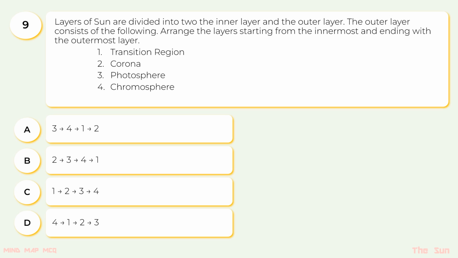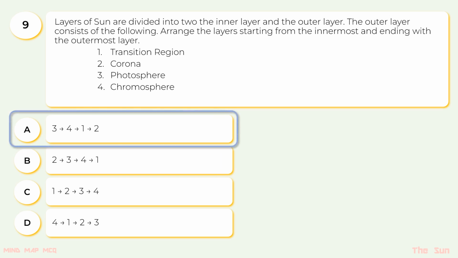The options are A. 3, 4, 1, 2. Option B. 2, 3, 4, and 1. Option C. 1, 2, 3, 4. And option D. 4, 1, 2, 3. The correct option is photosphere, followed by chromosphere, transition region, and lastly corona.